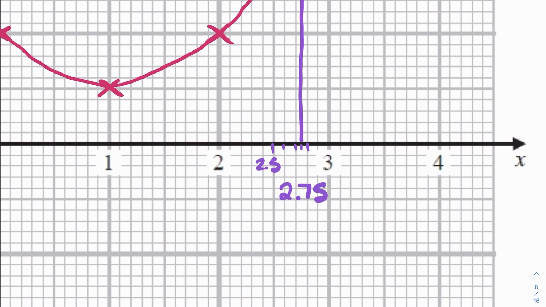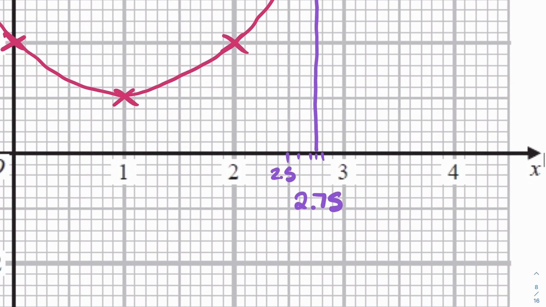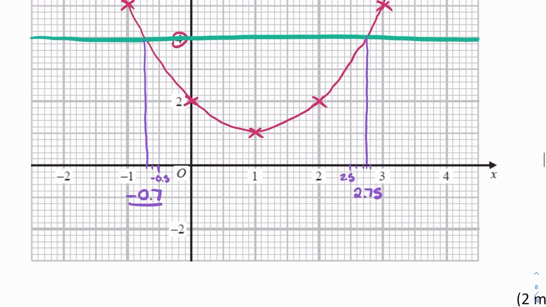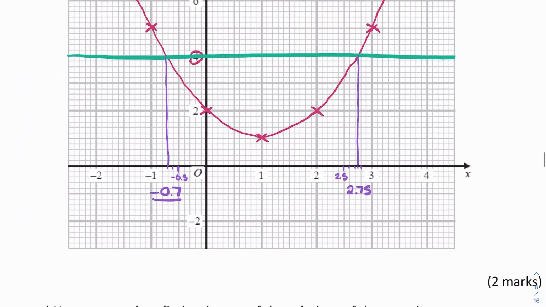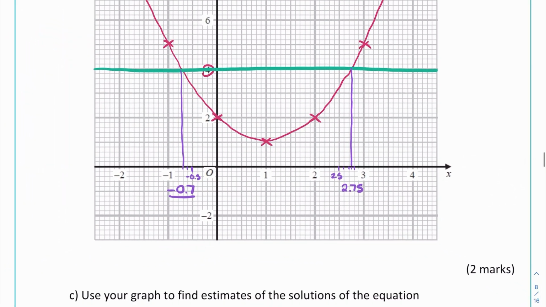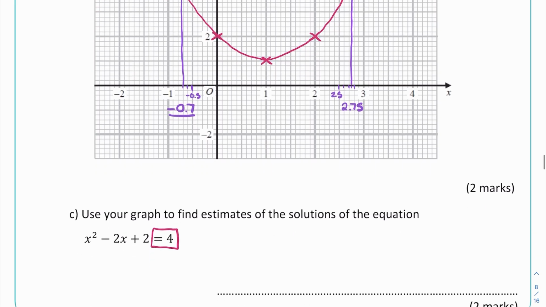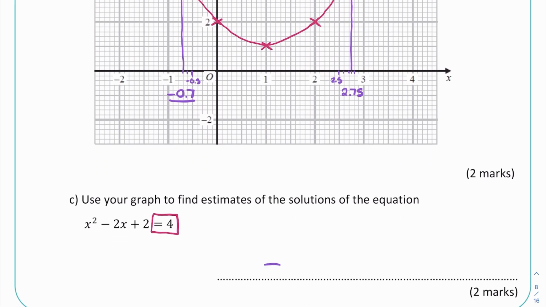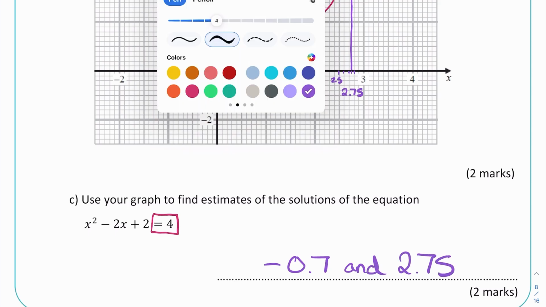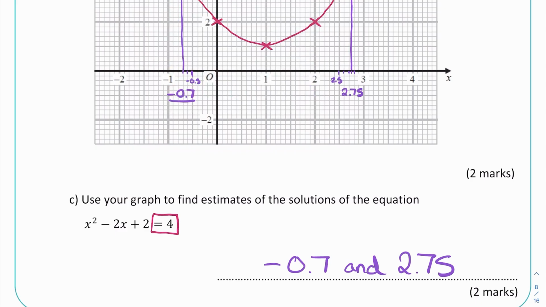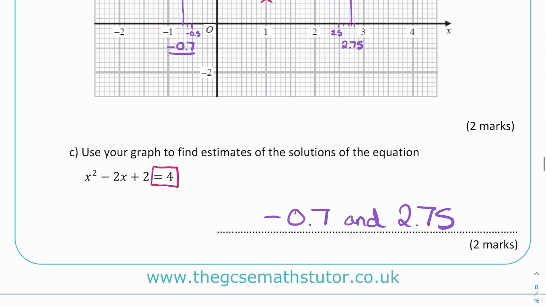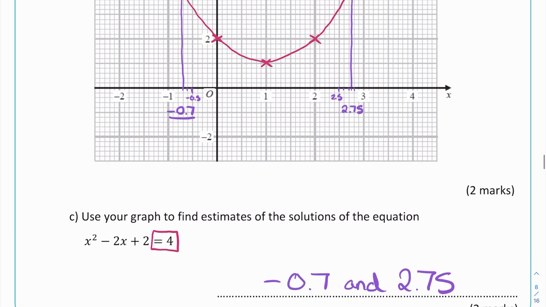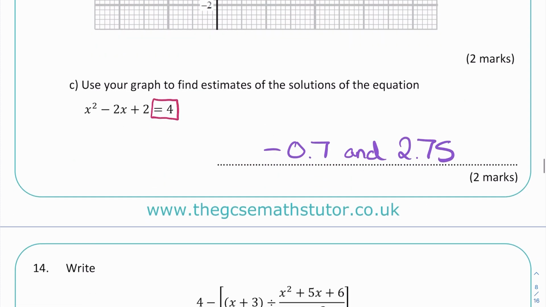But again, yours might be ever so slightly different. So you might have 2.7, 2.6. It just depends on how you've drawn your curve and how steep you've drawn that part of your curve. So there we go. There would be my two estimates. I would say negative 0.7 and 2.75. There we go. And there would be the estimates to that equation when it's equal to 4 instead of 0. All right, on to our next one.